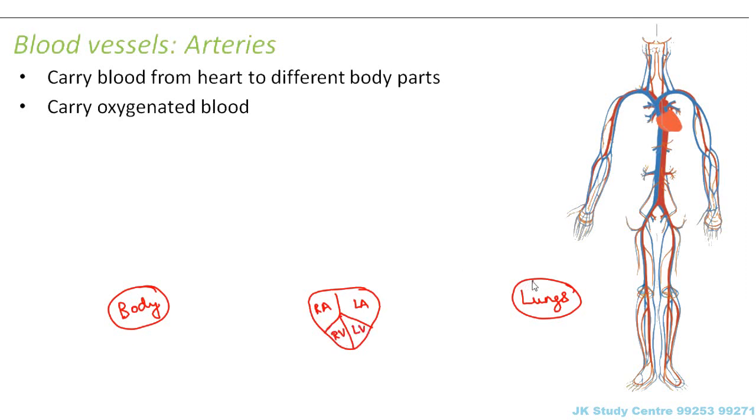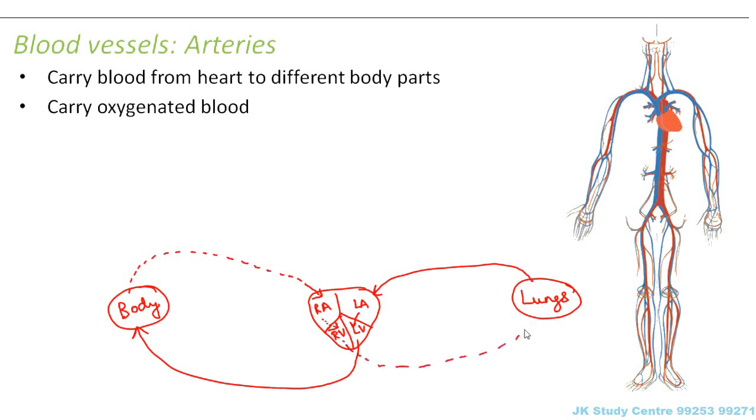So what did we see? We saw that the oxygenated blood from lungs comes to the left auricle, then it goes to the left ventricle, from left ventricle it goes to the different parts of the body. And the deoxygenated blood from the body comes into the right auricle, from right auricle it goes into the right ventricle, from right ventricle it goes back to the lungs. So this is the oxygenated blood and this is the deoxygenated blood. So this is how the circulation happens.